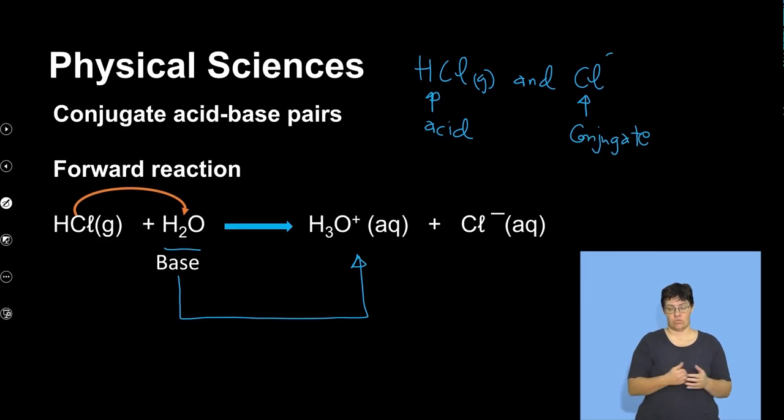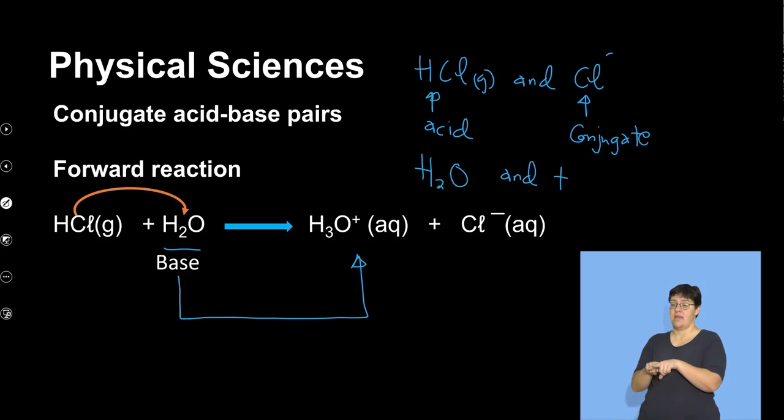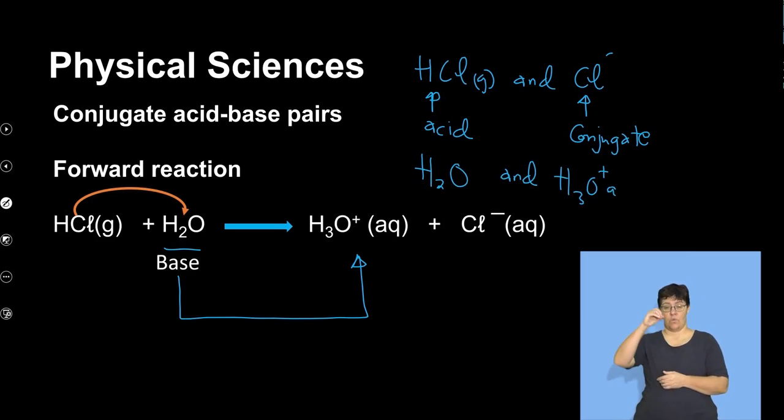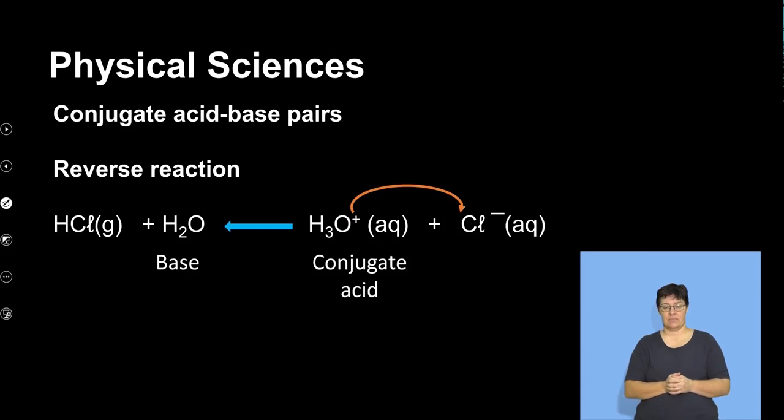And then also at the same time, we can say water is our base, and in this case, the hydronium ion, H3O plus aqueous, is actually our conjugate acid. So this is the first pair, and this is our second pair. So this is basically what it's all about. Also, in the reverse, we can talk about the chloride ion as a proton acceptor, while the hydronium ion is our proton donor, right?